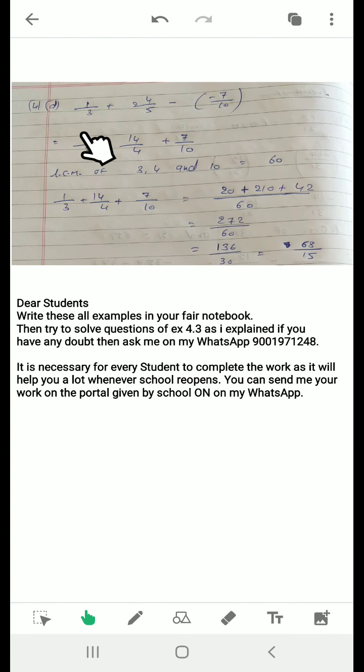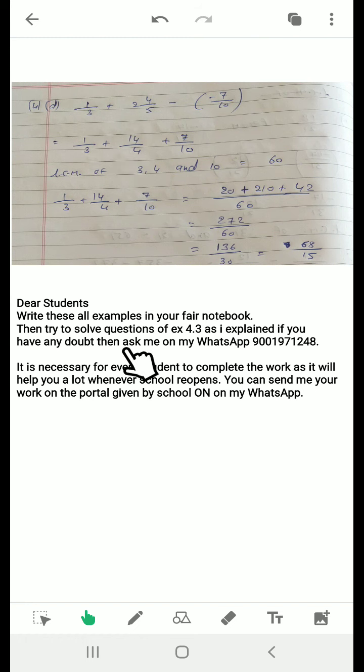Similarly, 4D. Here in some questions, one of the numbers was given in mixed form. So we will convert 5 to 10 plus 4, 14 upon 4. And then the process is the same. Minus minus will be plus, both the two numbers being negative, so we will write plus. Then we have to add simply.